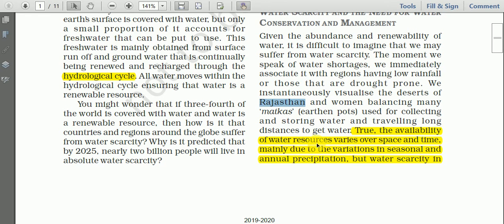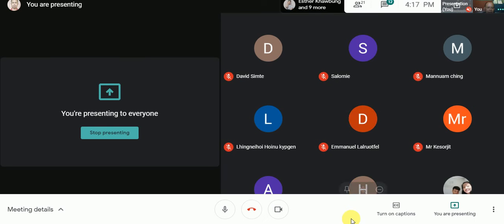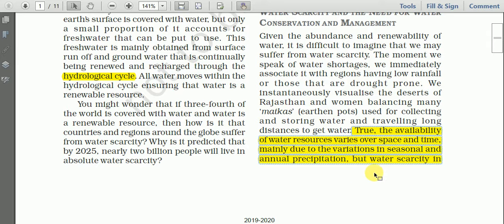So this variability is because of seasonal and annual precipitation. Just wait, okay. So here the variations in the availability of water are due to the variations in seasonal and annual precipitation. That is what I told you earlier.